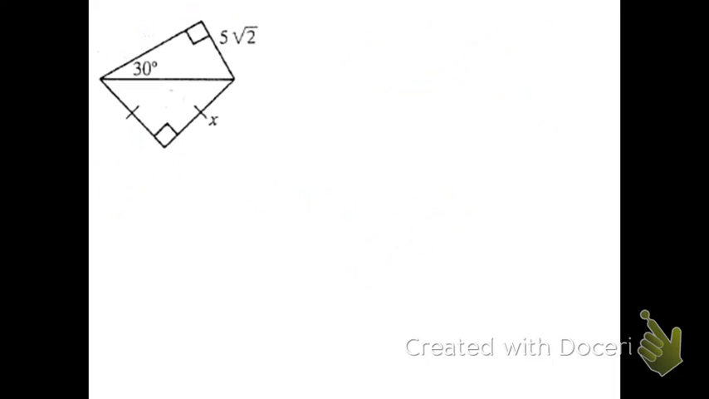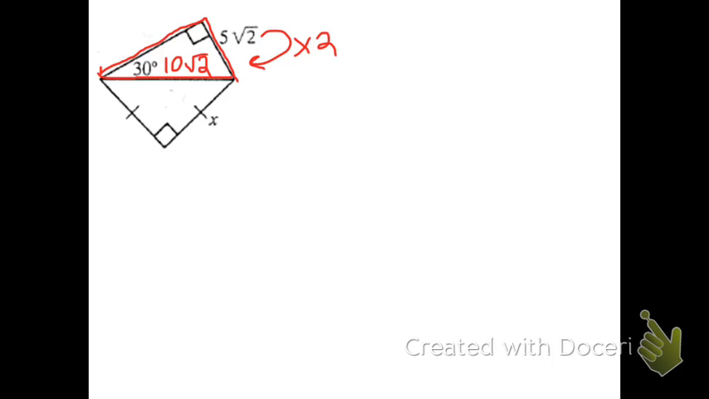This is a combined isosceles right and 30, 60, 90 triangle. To figure out x, we first need to find this leg that I'm highlighting in red. That's the hypotenuse of this 30, 60, 90 triangle, and we know the short leg. To go from the short leg to the hypotenuse, we double it. So we multiply by 2, and we get that this leg, the hypotenuse of both triangles, is 10 root 2.